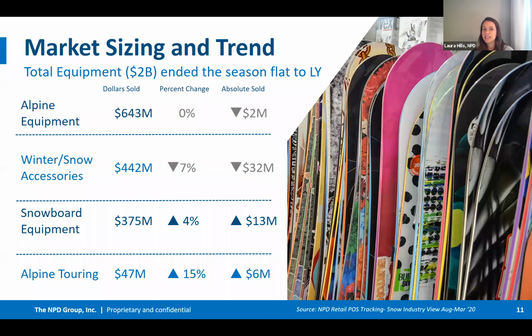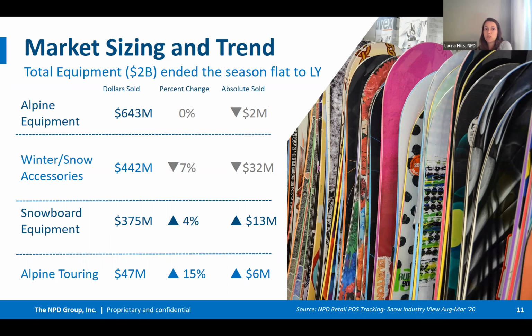So let's dive into the data. The first and most macro analysis that we offer is total market sizing and trend. So ultimately, this is the question of what is the size of the prize? Is that prize growing or shrinking? In this instance, where does snowboard equipment sit within the greater hard goods market, and what influence does it have on the total market performance that we're seeing?